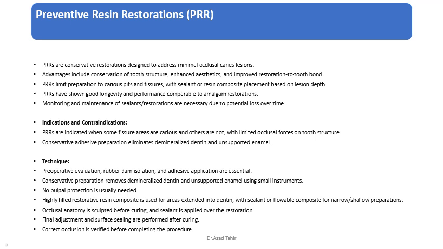What are preventive resin restorations? Preventive resin restorations, PRRs, are conservative restorations meant to treat minimal occlusal caries lesions. They aim to conserve tooth structure, enhance aesthetics, and improve the bond between the restoration and the tooth. Advantages: restoration of tooth structure.